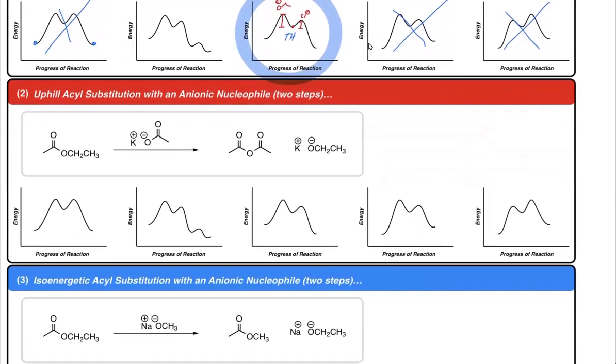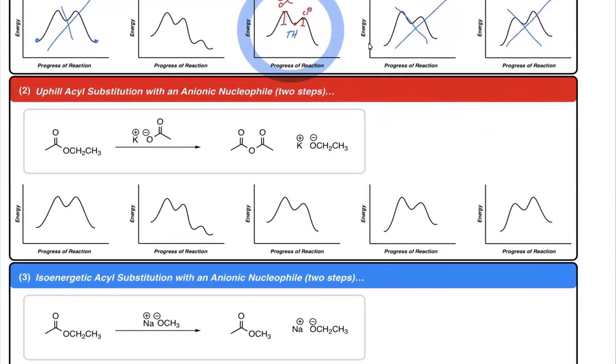Now, looking at the next reaction, this will be an uphill energetic acyl substitution. We're starting off with an ester, and we're reacting to form an anhydride, which is a higher energy derivative. So we're going uphill energetically. Now, this reaction, mind you, is not energetically favorable. Okay, it's not something that you can actually do. This is more of a what-if scenario. Now, the diagram that will correspond to this reaction is the far right diagram.